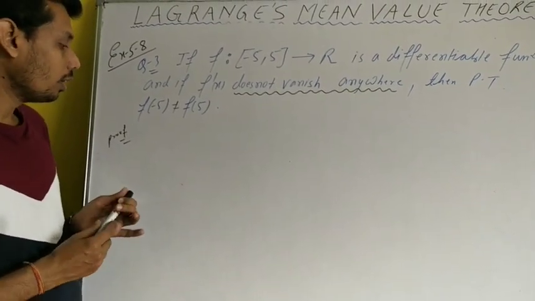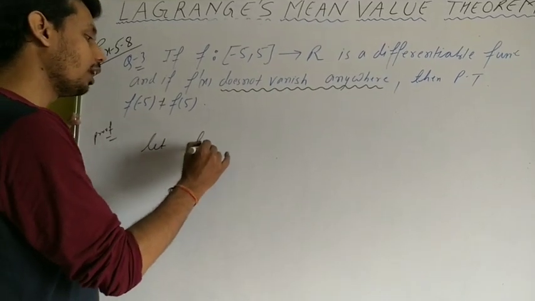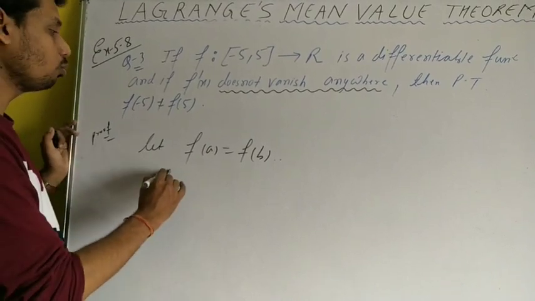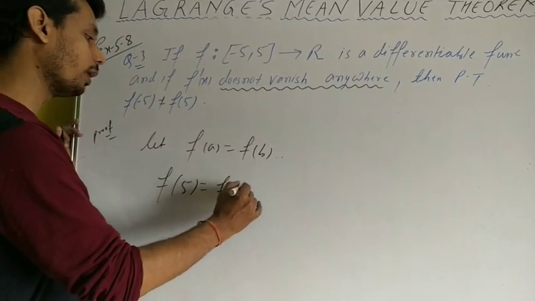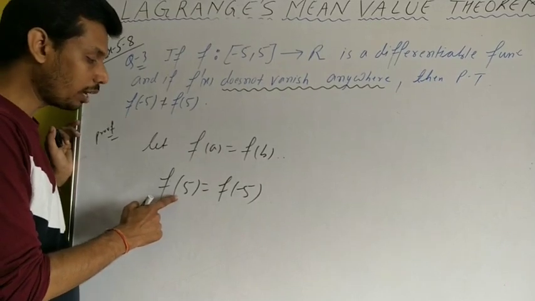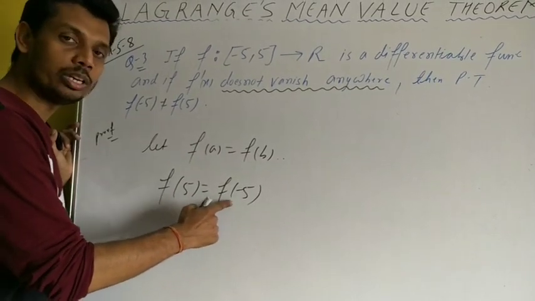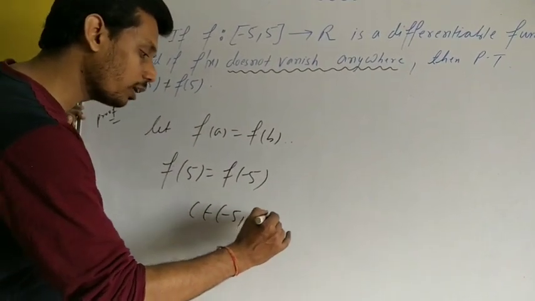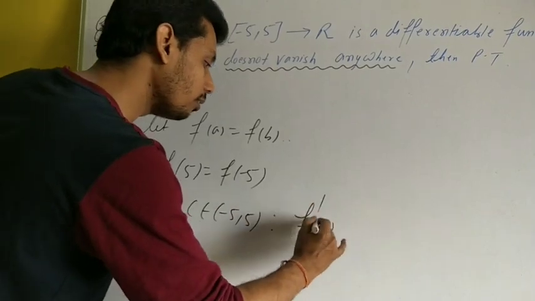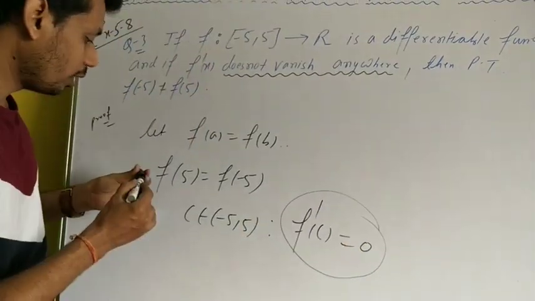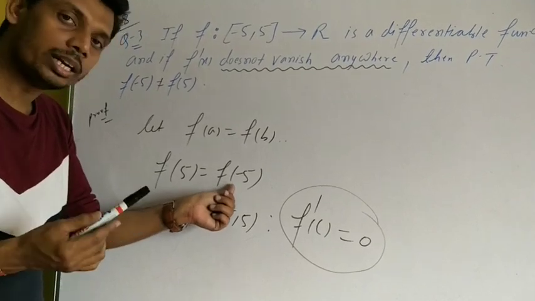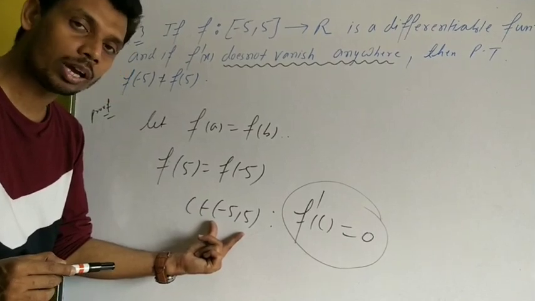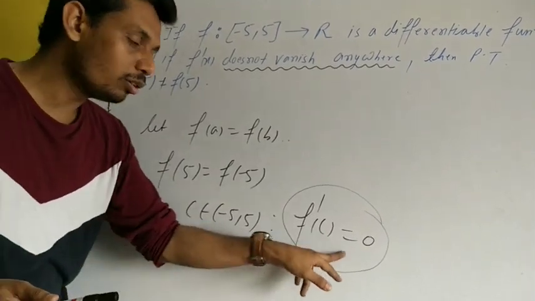Now let us assume that f of a is equal to f of b. F of a equal to f of b means f of 5 is equal to f of minus 5. If f of 5 and f of minus 5 are equal to each other, then there exists a value c belonging to the open interval -5 to 5 such that f dash c is equal to 0. Definitely we will get one value c in the open interval -5 to 5 in such a manner that f dash c is equal to 0.